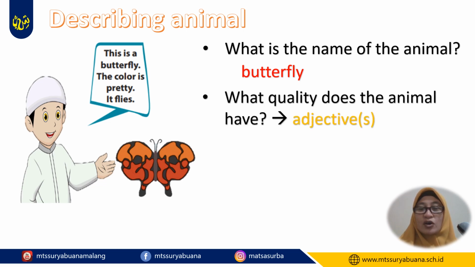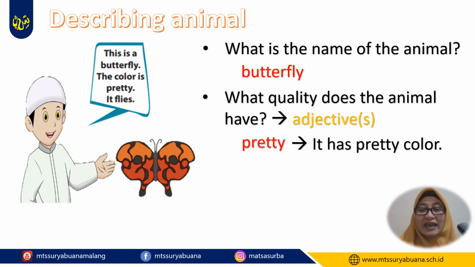Okay, next. What quality does the animal have? This one shows that the quality here is an adjective. Pretty or beautiful, right? Those are adjectives. It has pretty color. We can say that in a full sentence: it has pretty color, or its color is pretty.